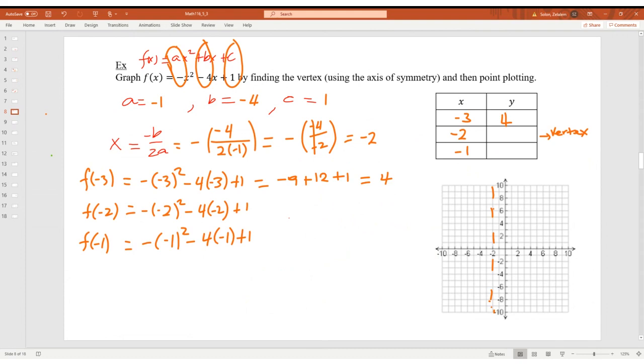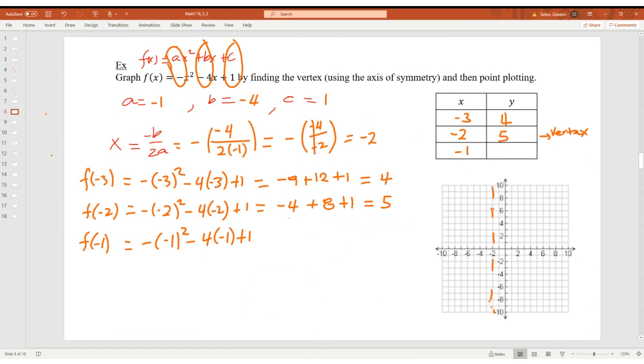Then we go to f of negative 2. We have negative outside. Negative 2 squared is 4. We have negative 4 plus 4 times 2 is 8. Negative times a negative will be positive, and plus 1. So negative 4 plus 8 is 4. 4 plus 1 would be 5. So the next number is 5.